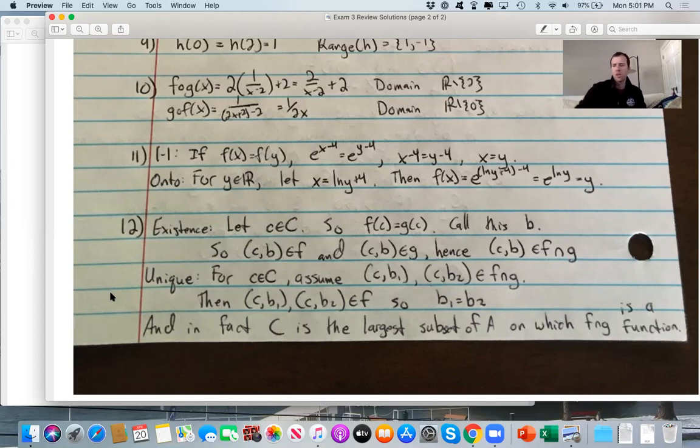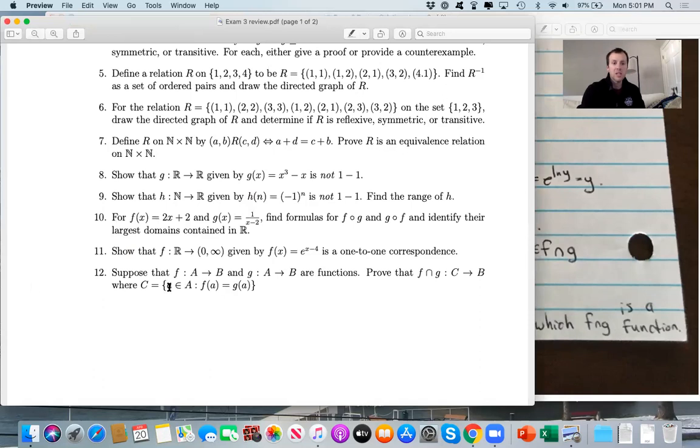An additional fact, which wasn't part of the problem and I didn't prove here, but which could be good to try to figure out, is that C is the largest subset of A on which F intersection G is a function. Meaning if you take any subset, if you try to include anything not in C, you won't be able to find a pair for it in F intersection G, because C is the place where F and G agree. If you take something not in C, then F and G give you different outputs, and then you won't be able to find a pair that's in both F and G.